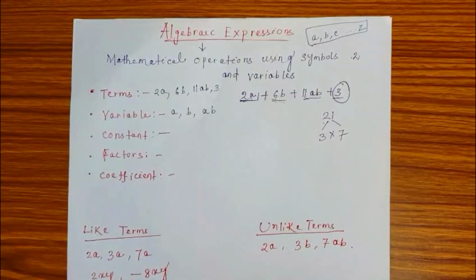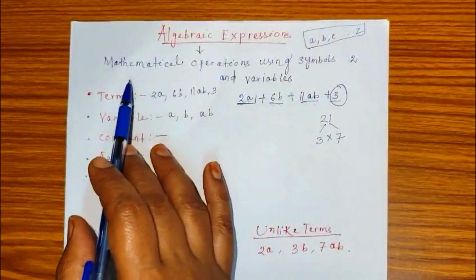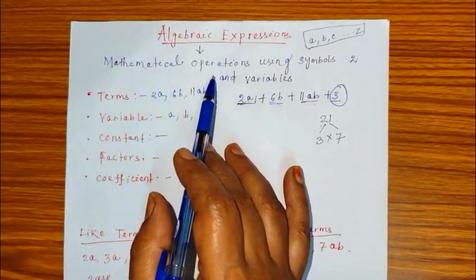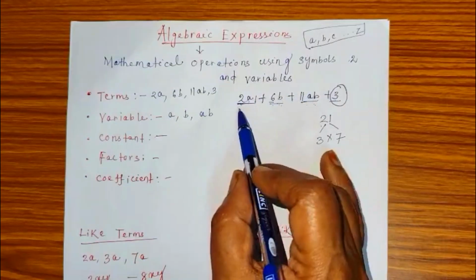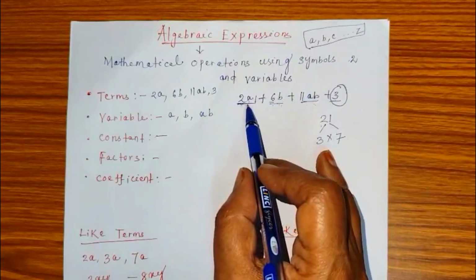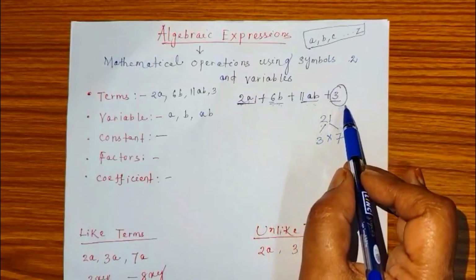So today we are going to learn about algebraic expressions. So algebraic expressions are nothing but mathematical operations using symbols and variables. Let's see this example: 2a plus 6b plus 11ab plus 3.